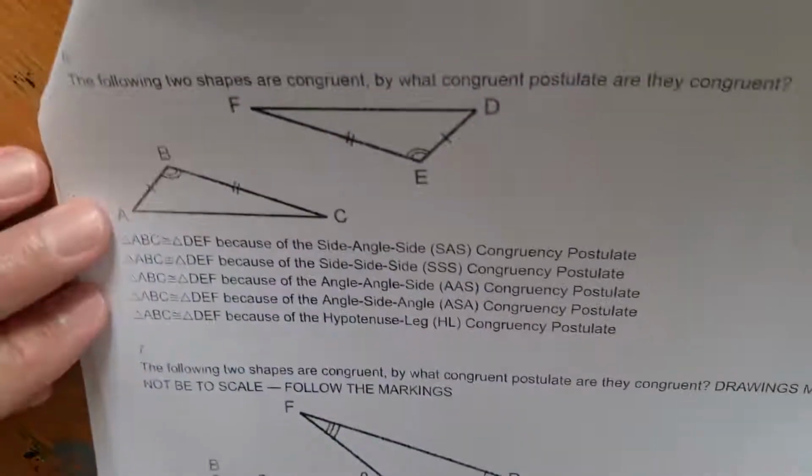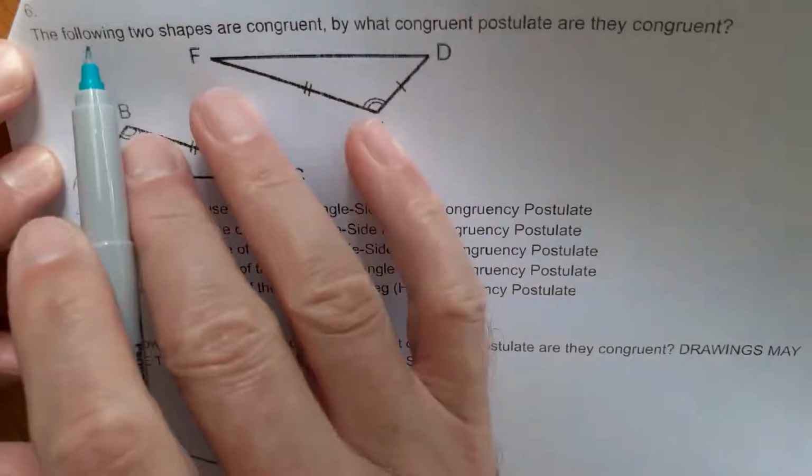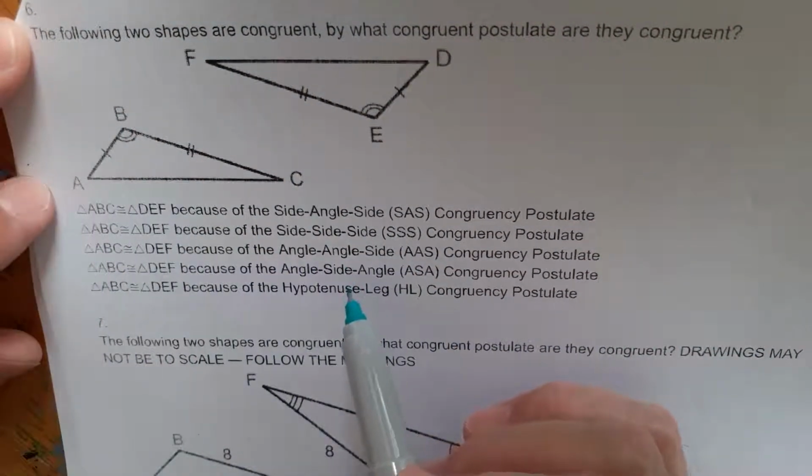And we learned a new one in today's 5th lesson. We learned HL. So these are some review of the prior ones that we learned in the prior lessons, and then we'll come up on HL. We should know these because we've done the prior lessons, all right?